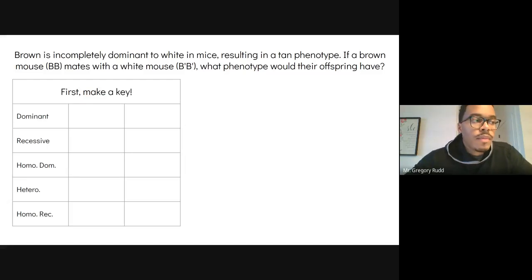So let's see. Fraylin, if you're here, can you tell me what the dominant allele is going to look like in this problem? What do we use to represent the dominant allele in this problem?